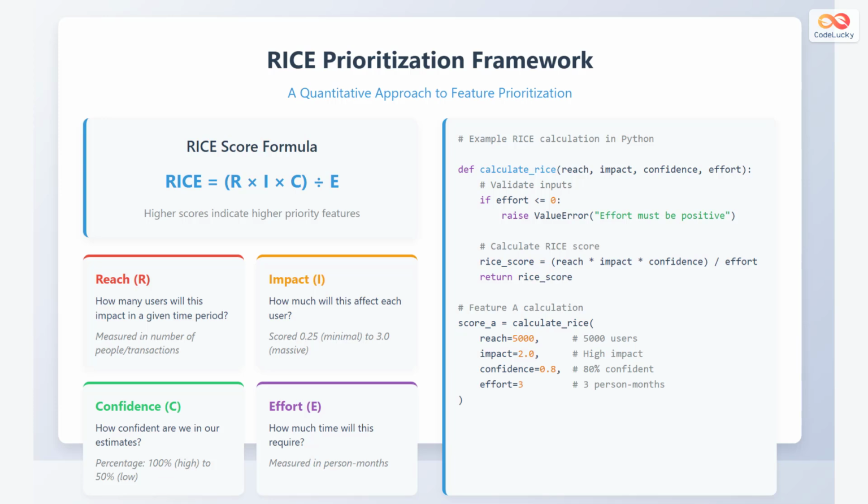Reach measures how many users will be impacted within a specific time period, and it is measured in the number of people or transactions. Impact assesses how much each user will be affected, with scores ranging from 0.25, indicating minimal impact, to 3.0, indicating massive impact. Confidence reflects the level of certainty in the estimates, expressed as a percentage from 100% for high confidence to 50% for low confidence. Effort quantifies the time required, measured in person months. Now let's see an example RICE calculation in Python.